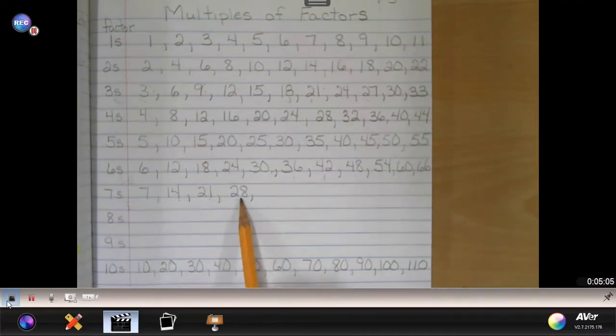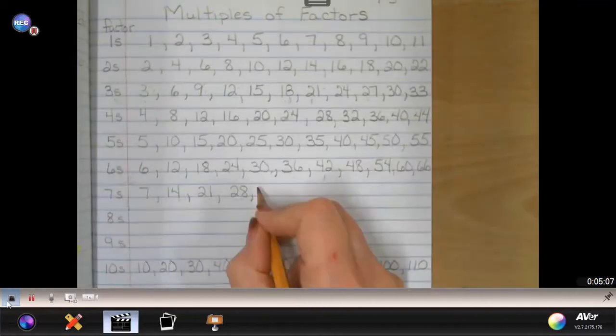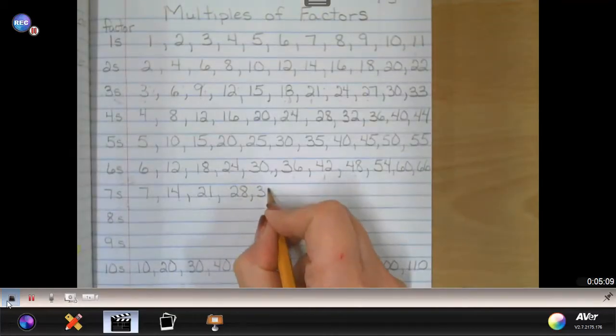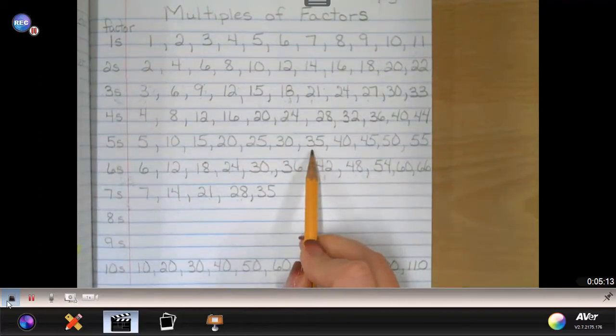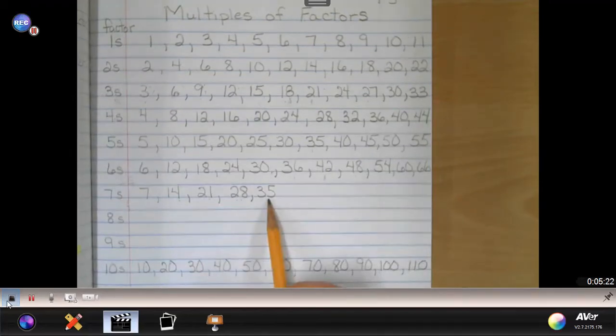Okay, add another group of 7. That's going to be 5 groups of 7, which is 35. Remember, we can always make sure that we know it's a multiple of 5, so we can switch our factors and say 5 groups of 7 is the same as 7 groups of 5.